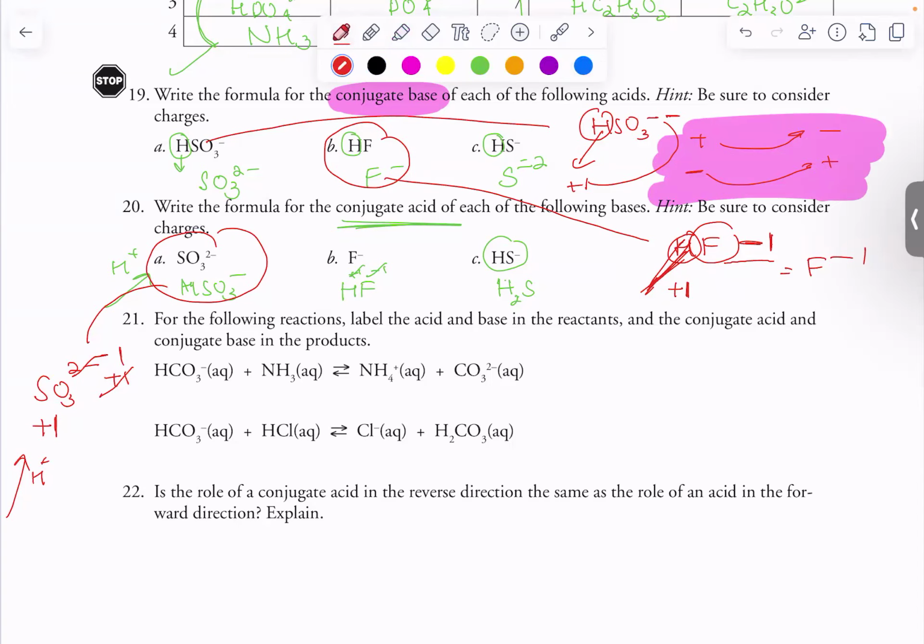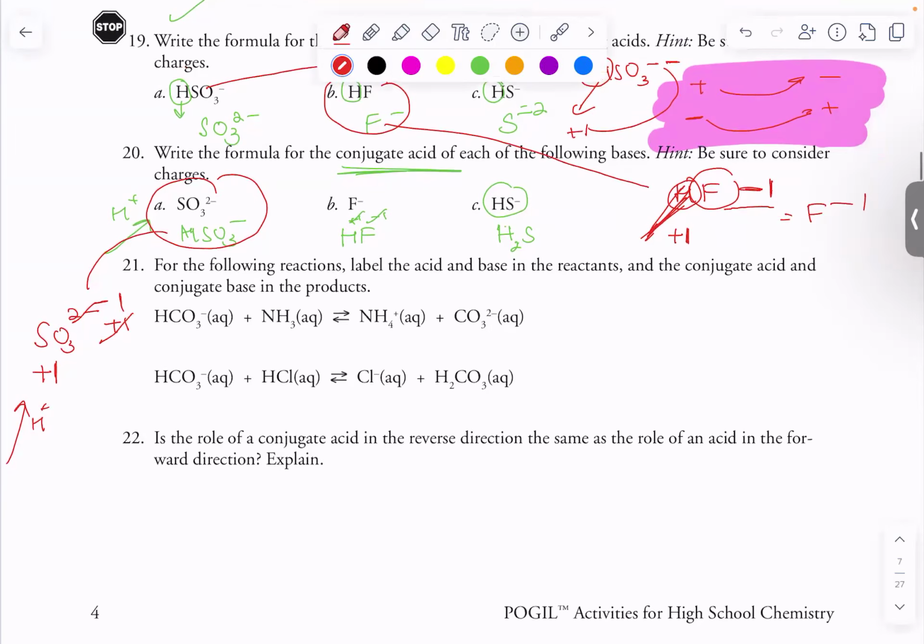I think I should explain again. So if it has a minus charge, for example HS minus, and it gains another hydrogen because it's becoming a conjugate acid, then that hydrogen has a positive charge. So the positive charge and the negative charge cancel out, and it now has a neutral charge. Got it. Yes. Okay. Next question.